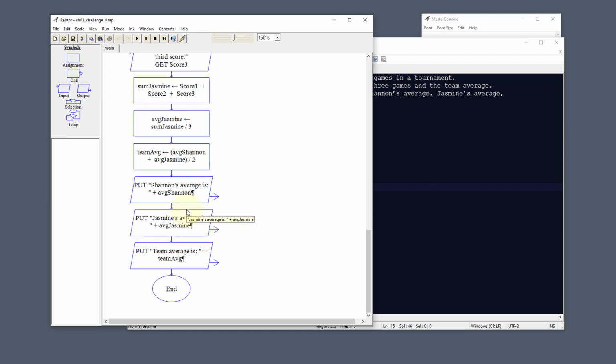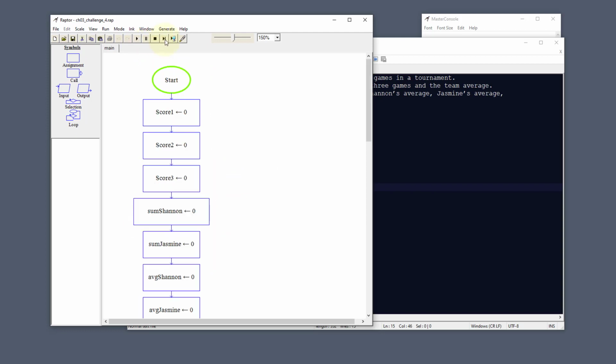And then we get down to the team average. We're going to take whatever the calculation of average of Shannon was and the calculation of average of Jasmine, and we're going to divide it by 2, and that'll be our team average. And then we'll output that information to the user. So let's walk through this.